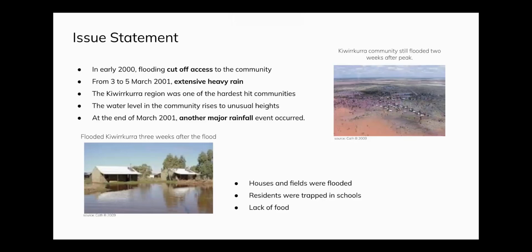In the early 2000s, a flood cut off roads in and out of the community, and in the following year, unusually heavy rains in the desert caused widespread flooding because of the low-lying land and no drainage system. The flood caused the community's water table to be unusually high, and the entire community was inundated. Residents were trapped in schools, waiting to be rescued. A community that prides itself on being among the best hunters in the Western Desert region found itself without food.